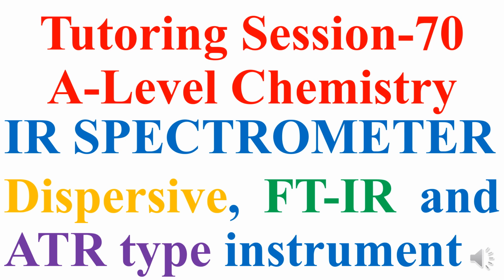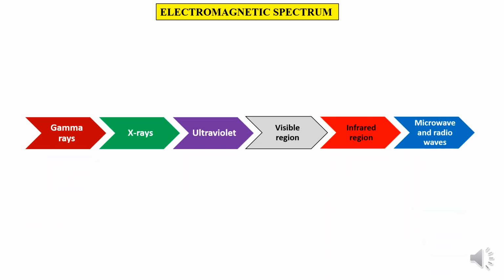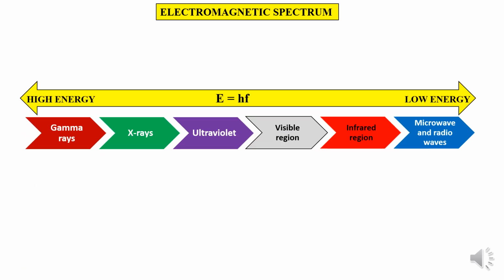Now, before I explain the working principle involved in the IR spectrometer, I would like to give a brief account about the infrared radiation. Now, the electromagnetic spectrum extends from the high energy gamma rays to the low energy microwave and radio waves. And the energy of the radiation is given by the equation E is equal to hf, where E is the energy of the electromagnetic radiation, h is the Planck's constant, and f is the frequency of the radiation.